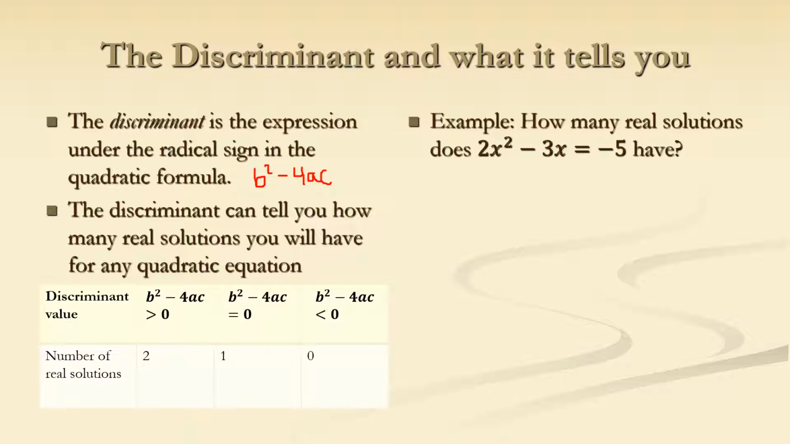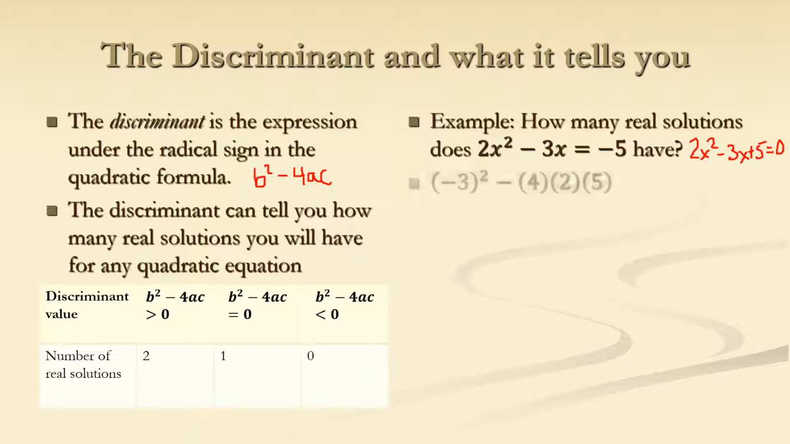Here's an example. How many real solutions does 2x squared minus 3x equal negative 5 have? Pause the video at this point to give yourself a chance to do the problem. So the first thing you should be doing is moving the negative 5 over so that your quadratic equation is in the standard form. It should be 2x squared minus 3x plus 5 equals 0.